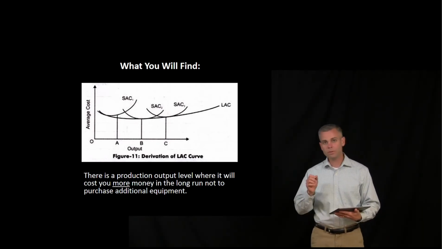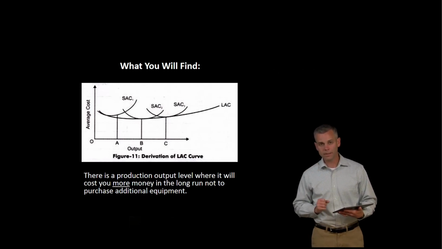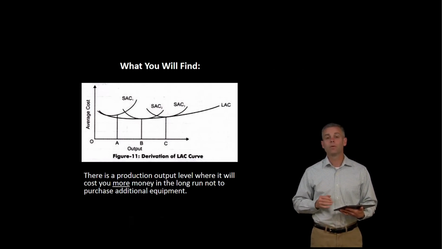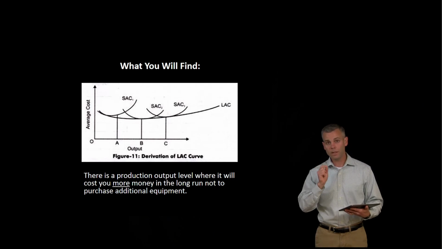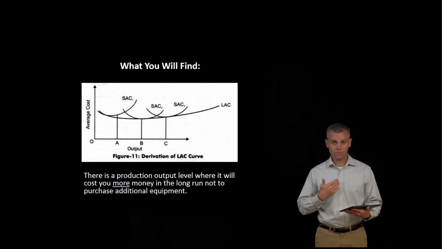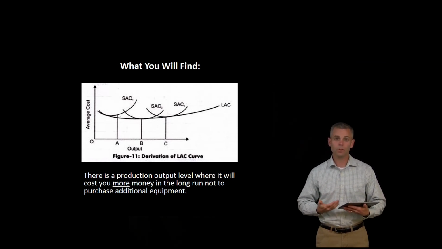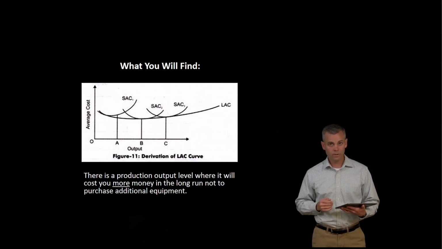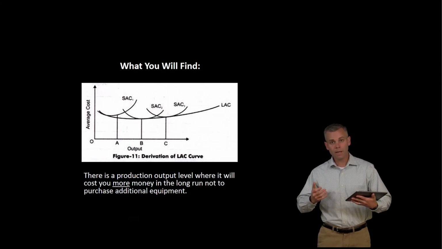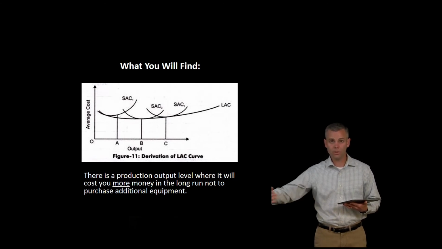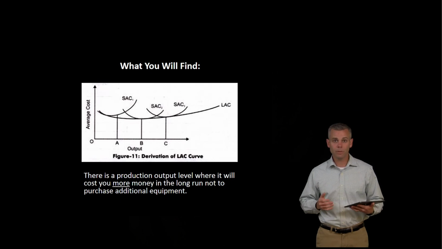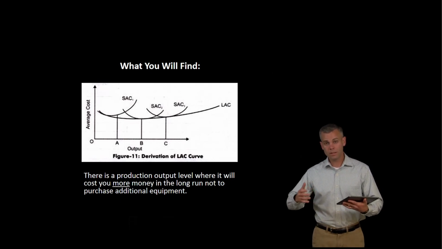But what you're also going to find when you do the short-run and long-run analysis is that there is a production point where it makes sense, where it would be more expensive if you did not purchase additional equipment. If you're making quantity A bagels, which we've determined you are, as a successful small business owner, you own a bagel shop that has maximized its vertical expansion, you are making A quantity of bagels. If you are going to attempt to make B quantity of bagels, which is a horizontal expansion, it's going to cost you less money to purchase additional equipment.